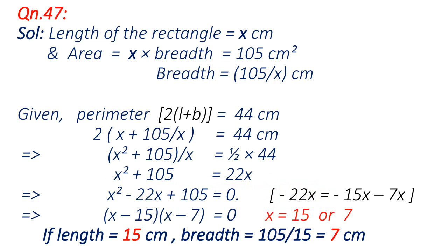So if we take x is equal to 15, then the length will be 15 and the breadth will be 105 divided by length, that is 15. So 105 divided by 15 gives 7. So 15 centimeter and 7 centimeter are the length and the breadth of the rectangle.